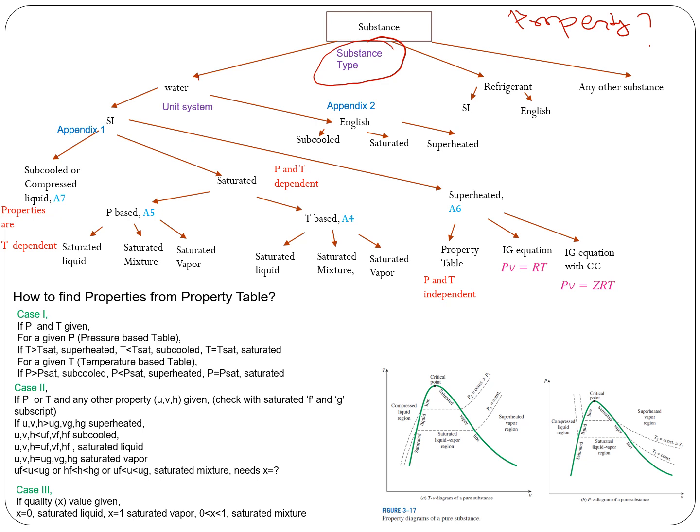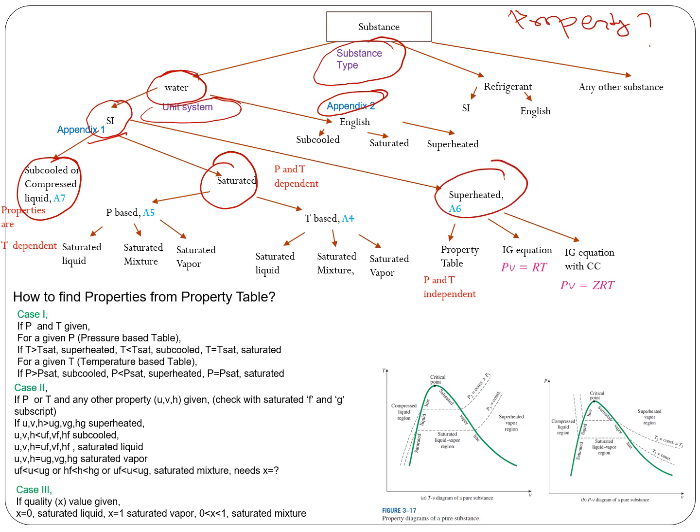Next, let's say the substance is water, or it could be steam, it's the same thing. Next, you need to verify which system of unit you are using. So you have two options. In the appendix property table, you have the SI unit system, and you have appendix 2, which is the English unit system. Now if it is a pure substance with phase change, then we need to figure out whether it is subcooled, saturated, or superheated.